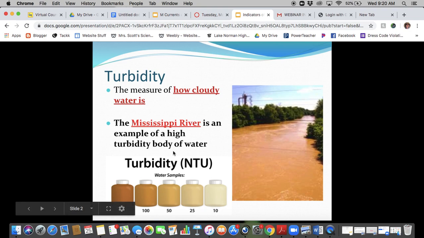The Mississippi River, especially at the end of it, towards like Louisiana, is an example of high turbidity. And this is because, remember, the Mississippi River has a lot of tributaries, a lot of rivers adding to it. So all the pollution from those rivers adds up and accumulates in the Mississippi.